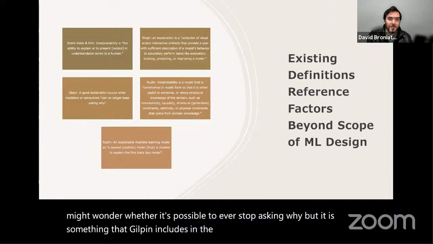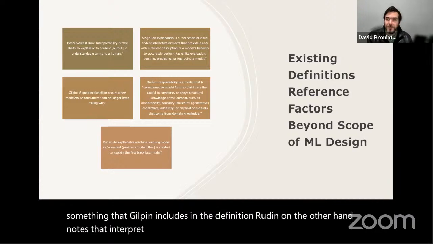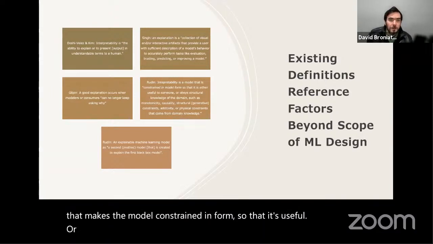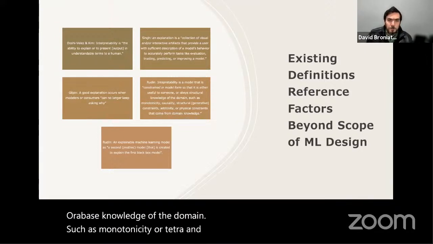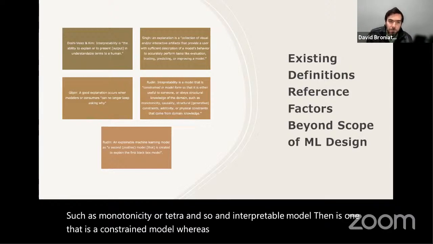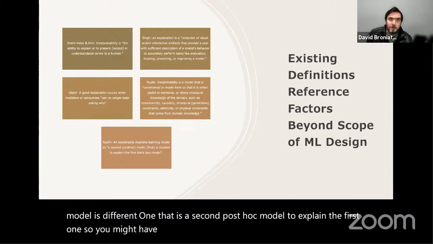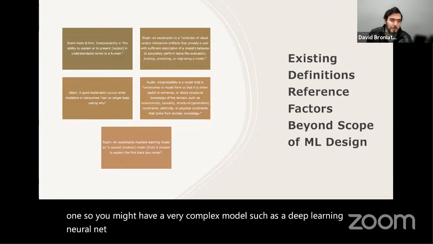Rudin, on the other hand, notes that interpretability is actually a feature of the model. It's something that makes the model constrained in form so that it's useful, or obeys knowledge of the domain, such as monotonicity. And so an interpretable model is a constrained model, whereas according to Rudin, an explainable model is different, one that is a second post-hoc model to explain the first one. So you might have a very complex model, such as a deep learning neural net, and an explainable model is simply a second model that tells you what the first model is doing.